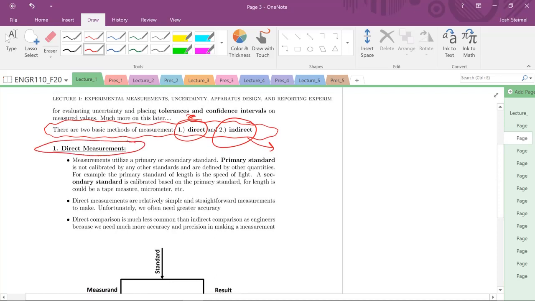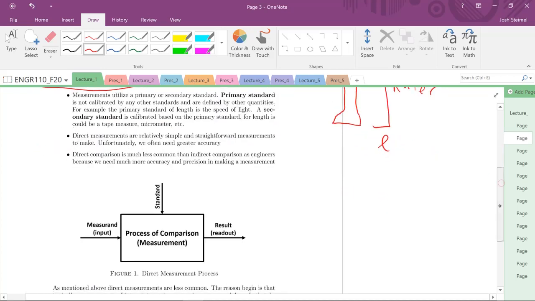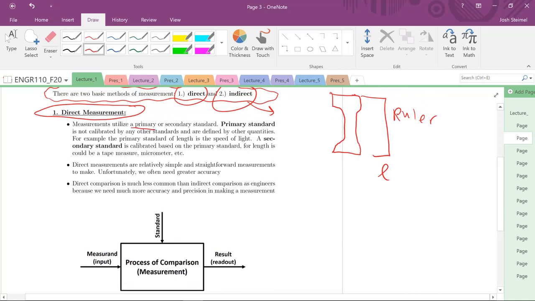A direct measurement is one of the easier measurements you can make. For example, I gave that example of the dog bone sample. If I wanted to measure just the length of this dog bone sample, and I took a ruler and measured the length, this would be an example of a direct measurement. You basically use a primary or secondary standard. Typically, you don't use primary standards; you usually use a secondary standard, though it is possible in principle.